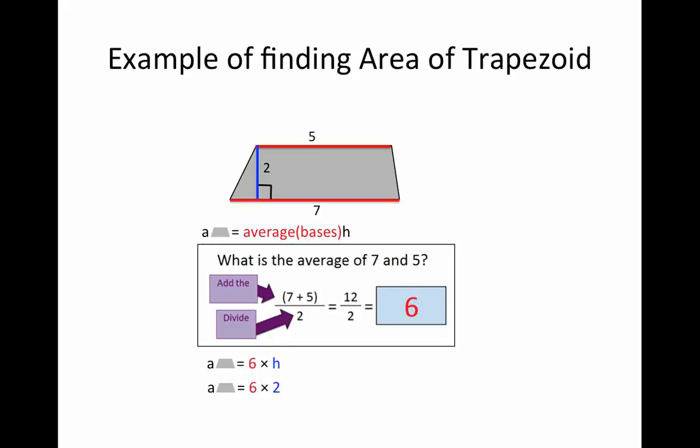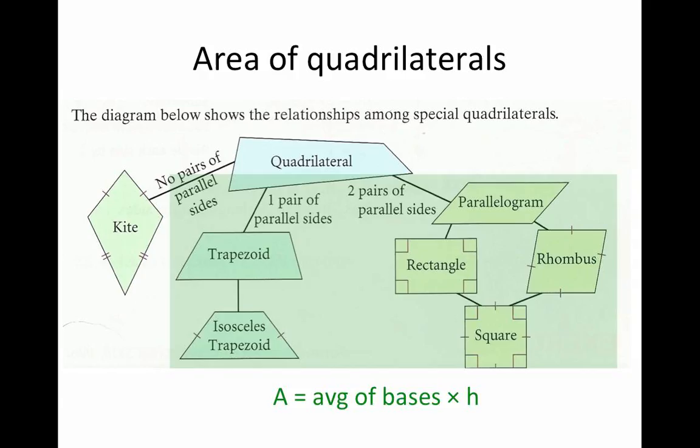I can substitute it in as 2. So the final area of this trapezoid is 6 times 2, which is 12. What's interesting is that I can use that formula, average of bases times height, for all of these branches, whether it's 1 or 2 parallel sides.